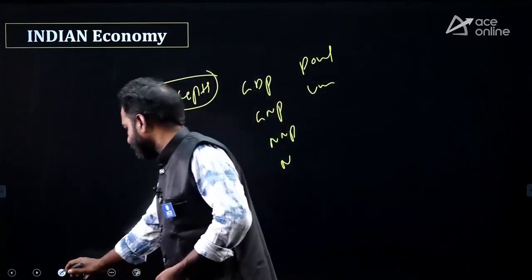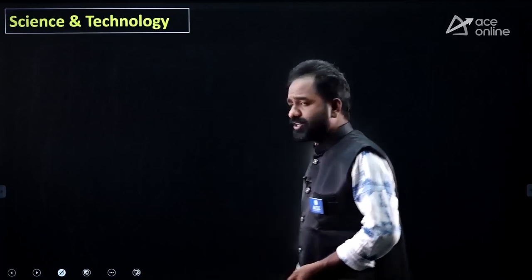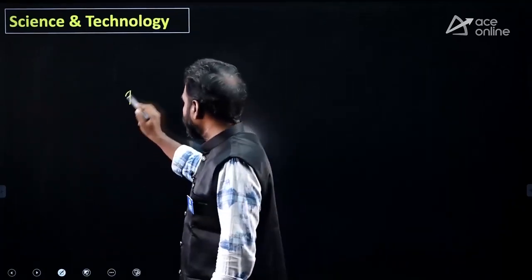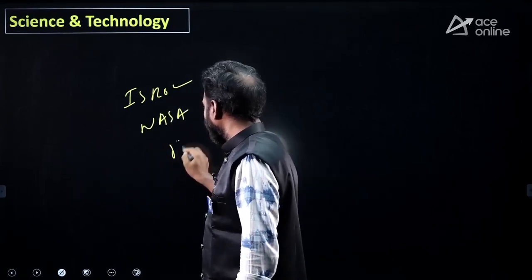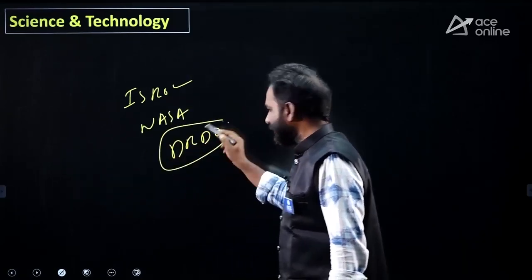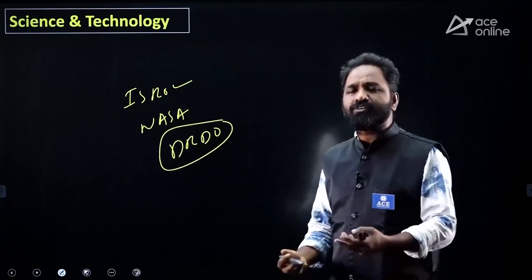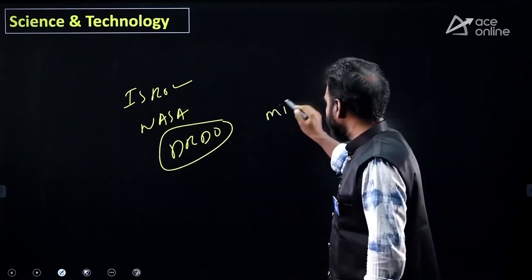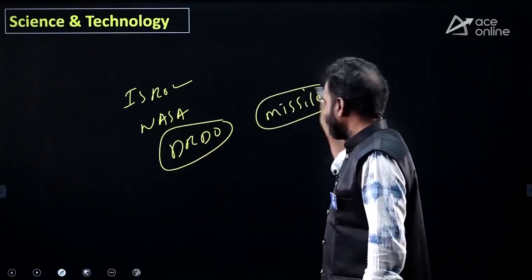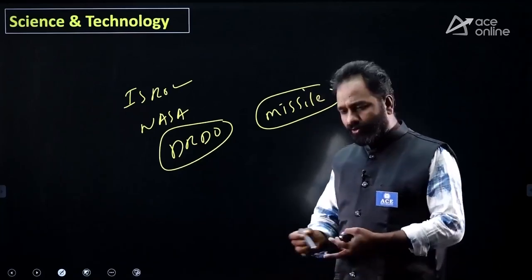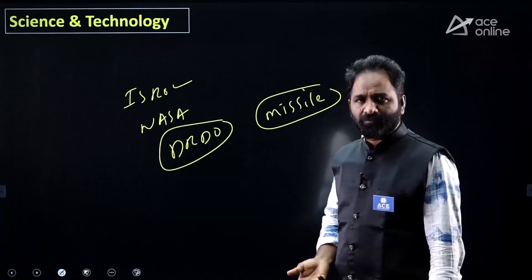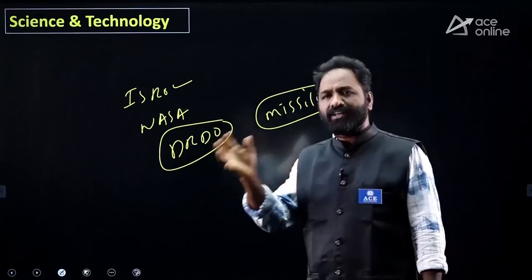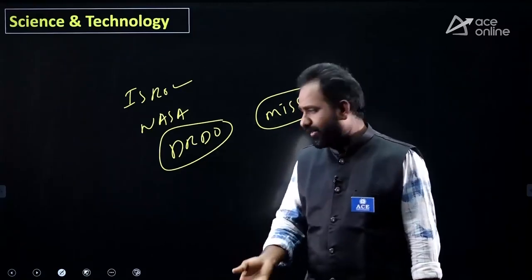Okay, right. Next, science and technology. Science and technology, anything is part of current affairs only. Any launches by ISRO, any launches by NASA, and recent experiments by DRDO in terms of defense. In terms of defense, you should have an idea about the missiles. What are the different missiles we have? Cruise missile, like that, okay? So subsonic missile, supersonic missile, types of missile. You should have an idea about the Akash, Agni, okay, like that.